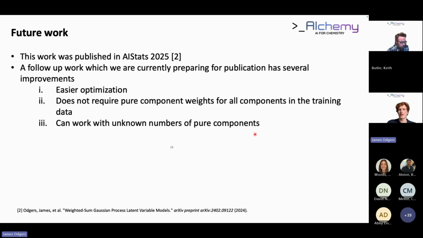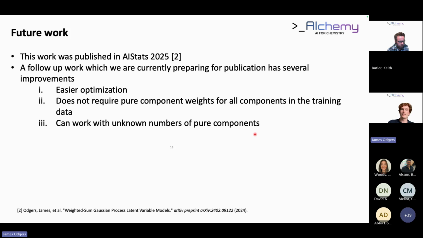Just to finish up, because I think my time is almost over. This work was published in AI Stats. I don't know if the full proceedings of machine learning research for that are out yet, but I put up the arXiv link if anyone wants to read some more and get into the actual detail of the maths that I wasn't able to get into in this particular talk.